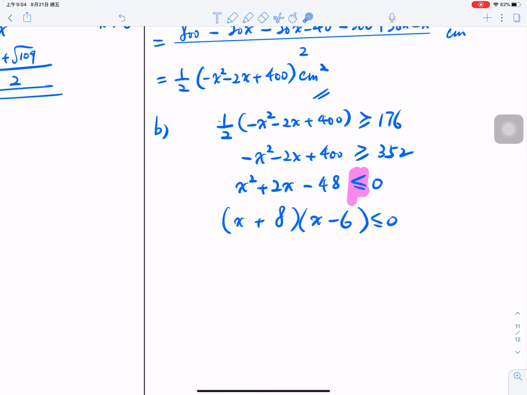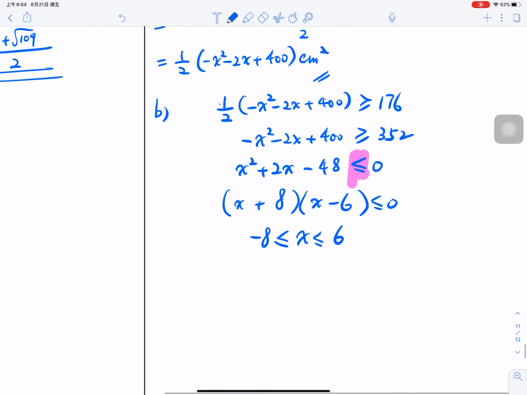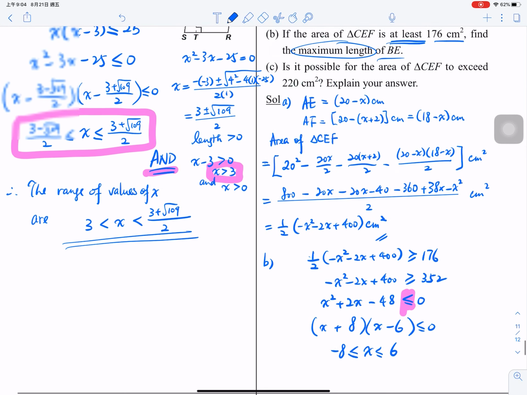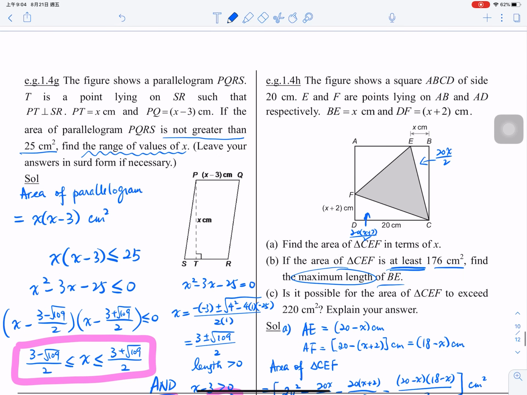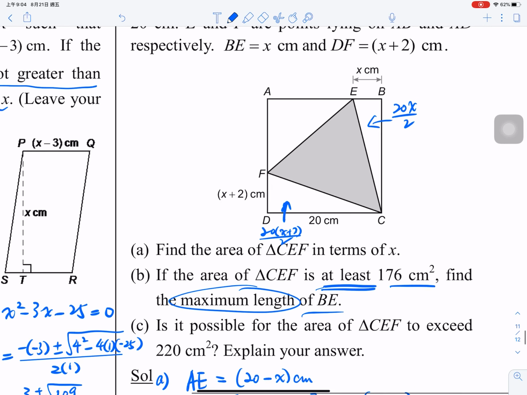Inequality, positive coefficient of x squared, smaller than 0. That means in between 2 values. So this one. Smaller one, negative 8. Greater one, 6. Good. Someone will think that. Still have some condition, right? Last time you know about the parallelogram condition. Yeah, this one and this one.